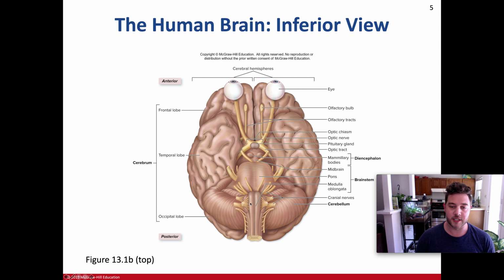On top of that, this is the inferior view. So superior to all of that would be your cerebrum. That's your cerebellum. It's a little bit easier to see inferiorly. And then all of these yellow things are the cranial nerves. There are 12 of them. You will have to learn them.